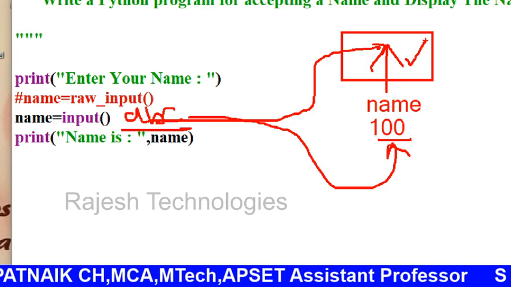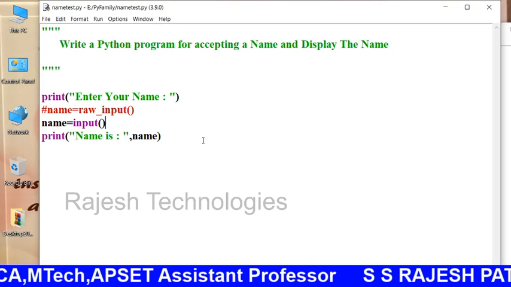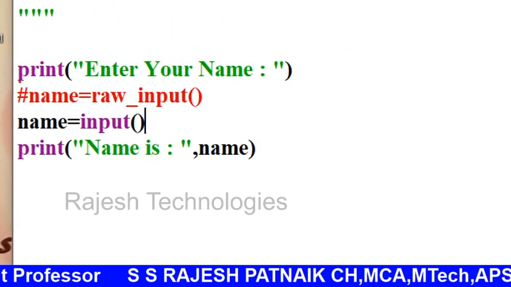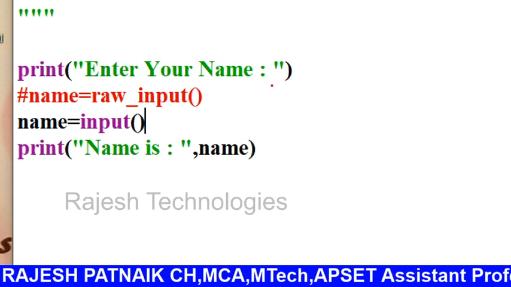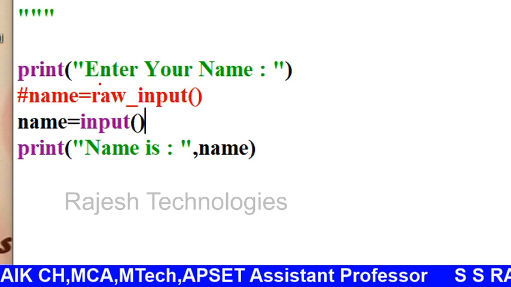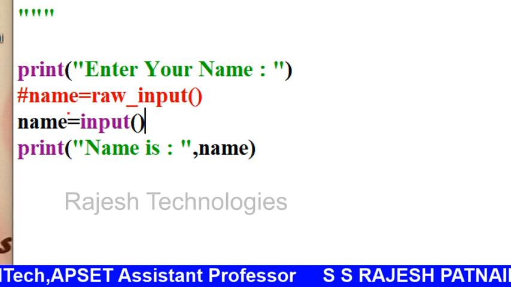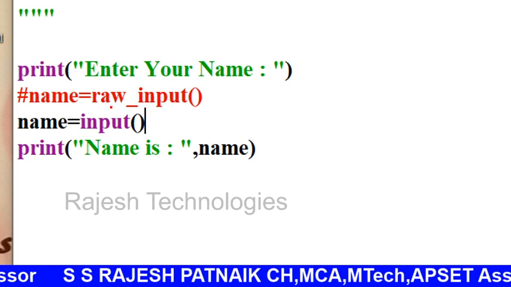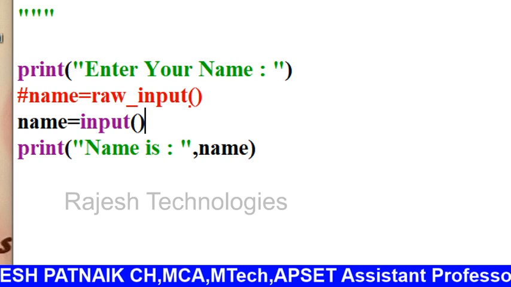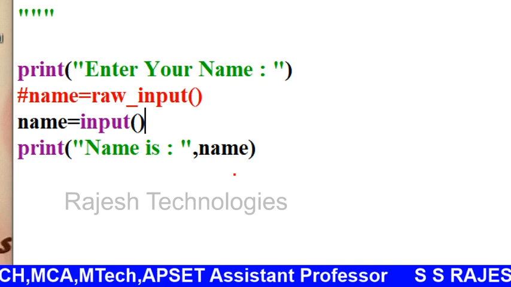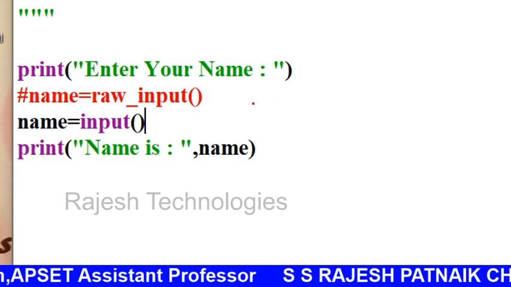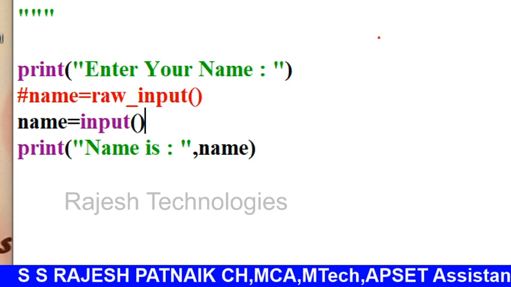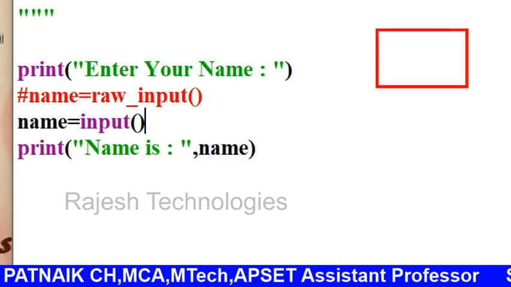Okay, so let us once again see the three statements. First statement, I asked the end user to enter your name. In the output it will be displayed for the first statement. See the second statement, in the case of yours, raw_input. That means you can enter some value in the output, some name. The value will be stored in the name.